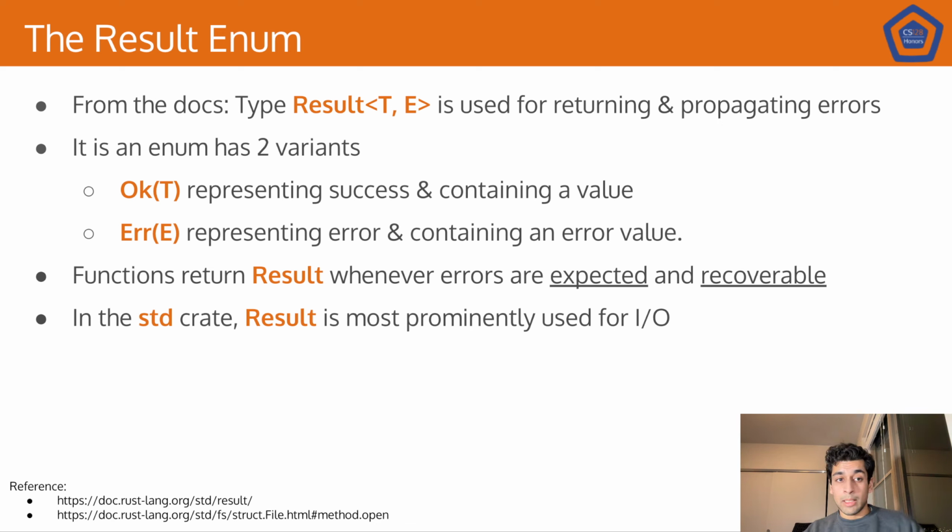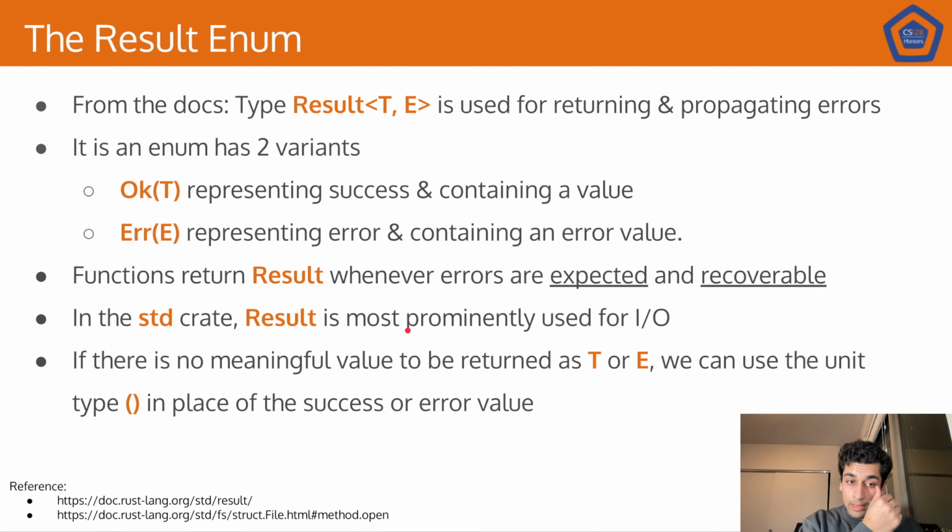So in the standard library, you'll see Results used very, very often when it comes to I/O. So reading from files, reading from a network socket, creating files, writing to disk, anything involving I/O, errors are expected. Something can go wrong. You might not have the correct permissions. Something might not exist. Errors are expected, and you want them to be recoverable. So the I/O libraries in Rust use Result a lot when returning things.